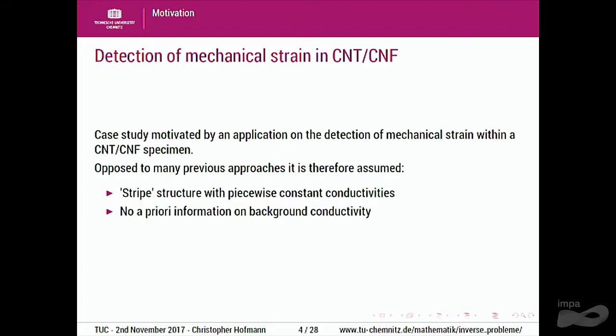There are these newly developed or newly developing materials, CNTs, carbon nanotubes or carbon nanofibers. And the engineers can derive some sort of connection between mechanical strain within these materials and electric conductivity. However, in our approach, we have this specimen, but we don't know if we have some sort of background conductivity. Because what they do is they have a round specimen, which we'll see on the next slide, and then they bend it. But there might be stress on it already, and we don't know if there's a background conductivity.